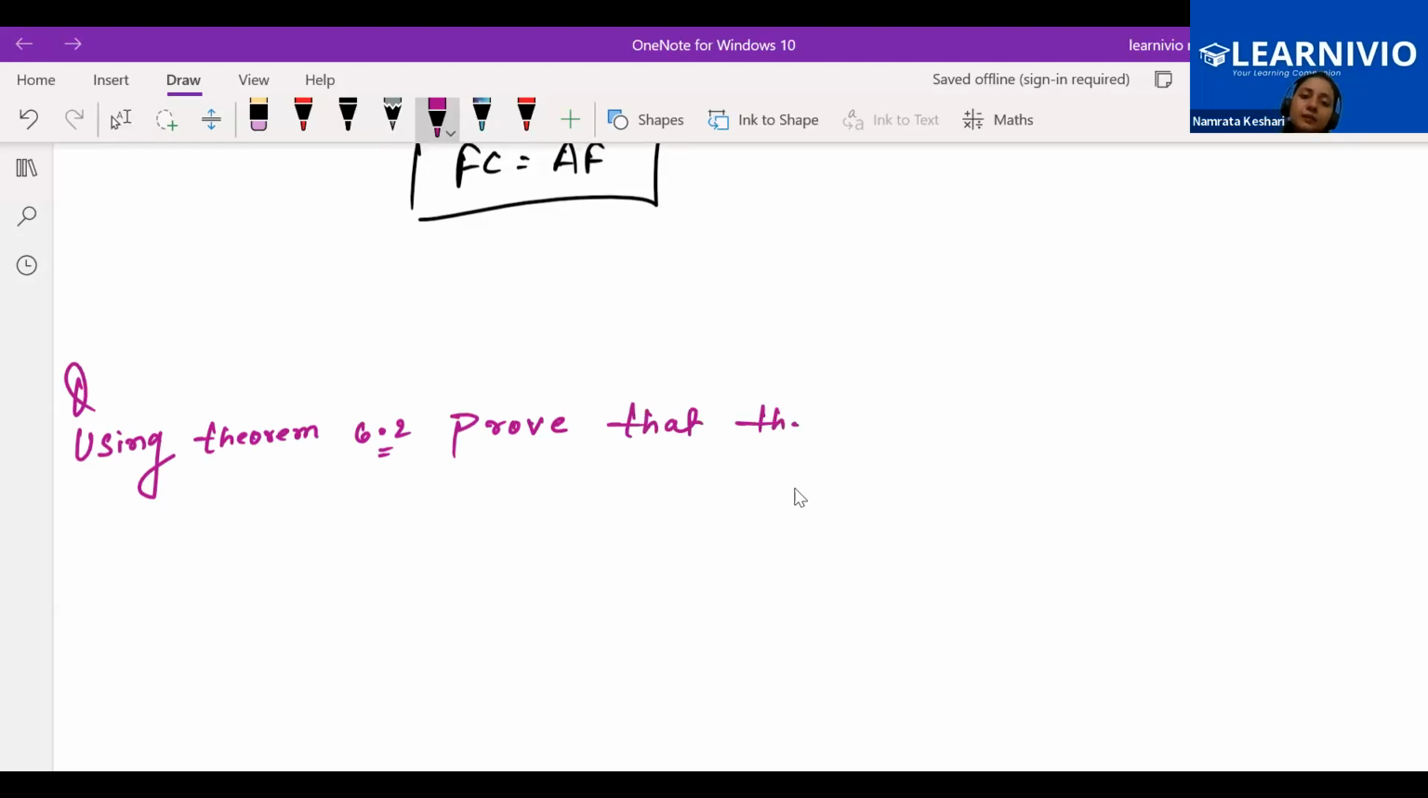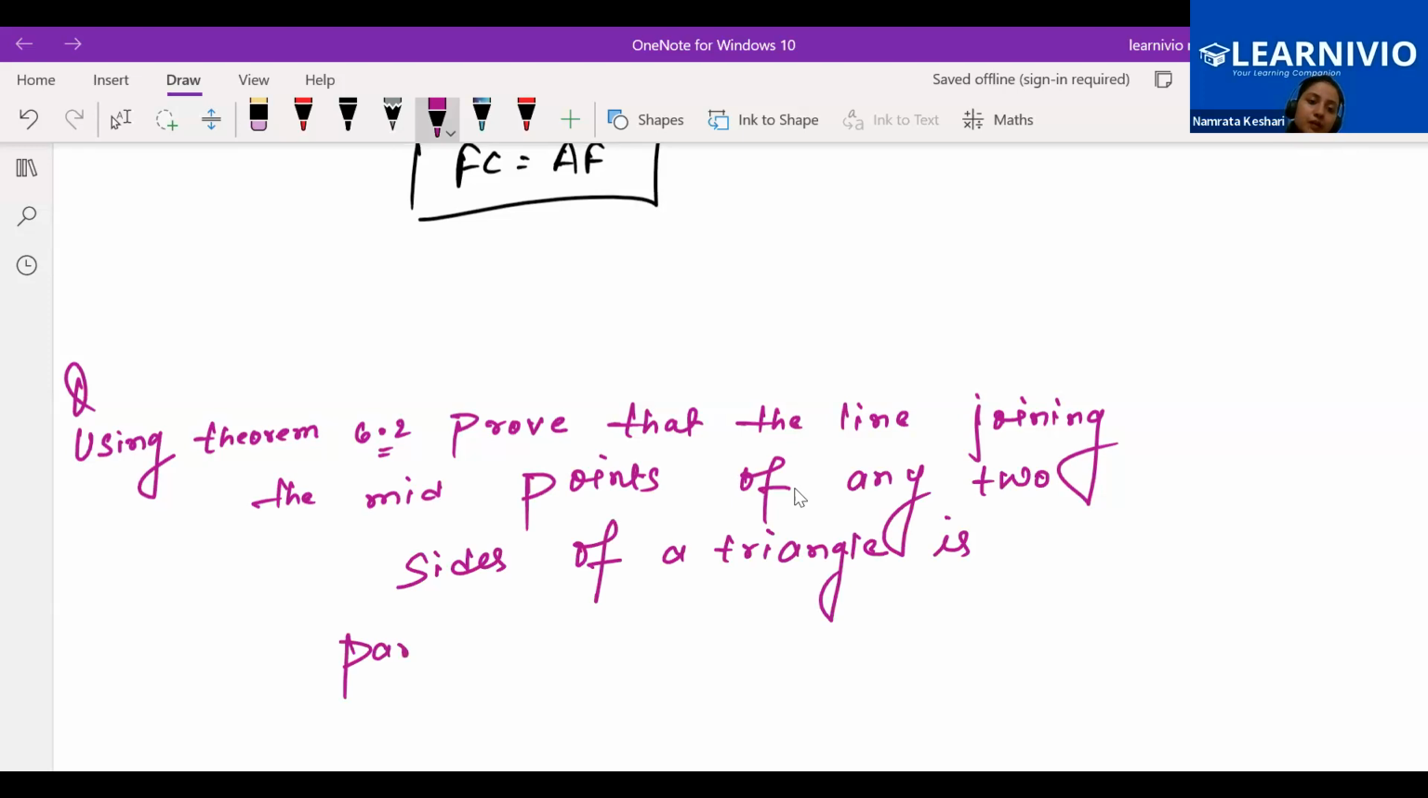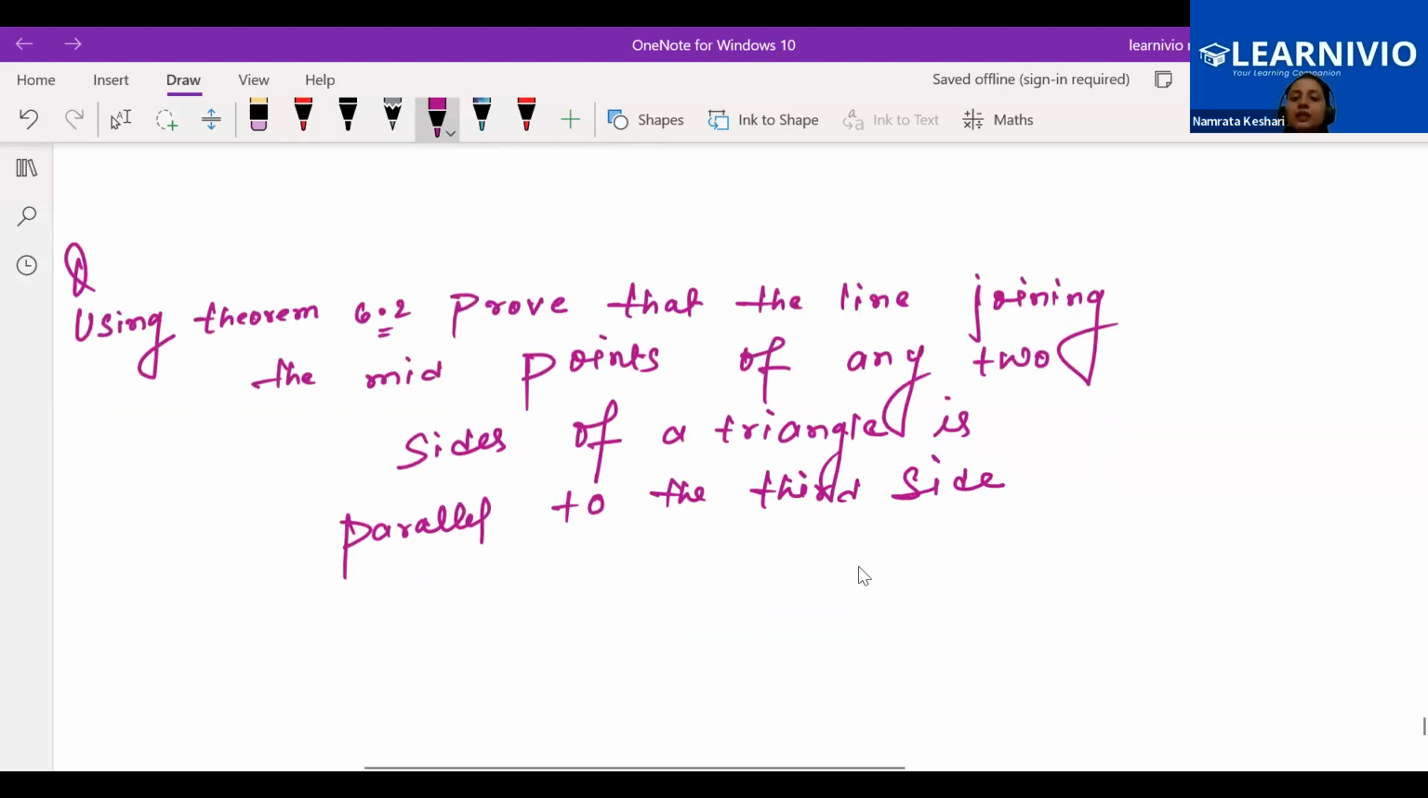Here it is written: prove that the line joining the midpoints of any two sides of a triangle is parallel to the third side. Prove that the line joining the midpoints.